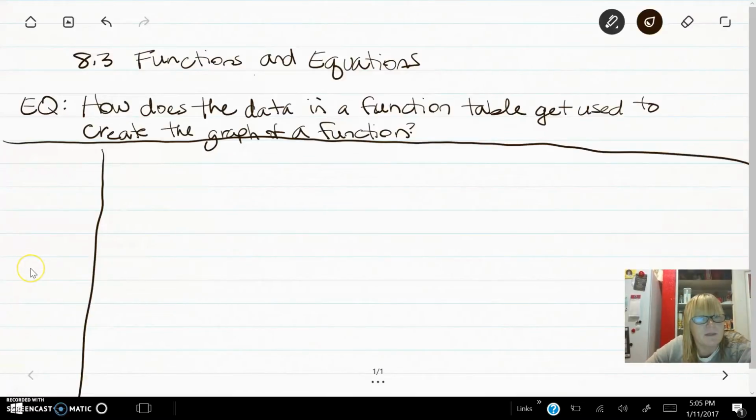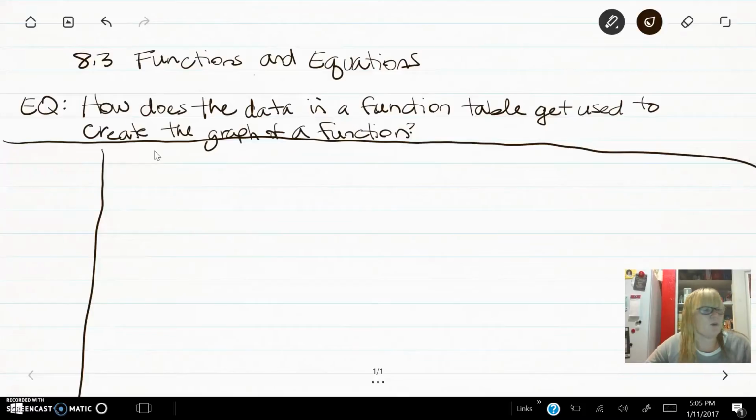Okay, so today we're working on functions and equations. And actually, with this lesson, it kind of helps understand yesterday's lesson, because I know it was a little bit difficult. All right, so our essential question is, how does the data in a function table get used to create the graph of a function?